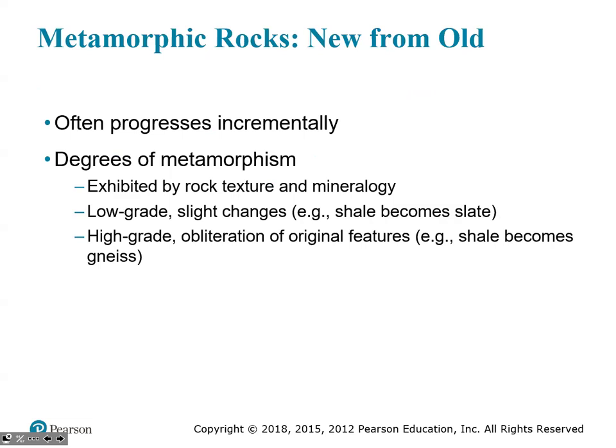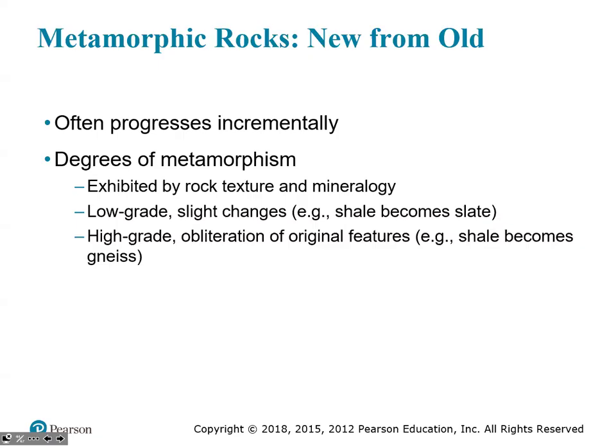Metamorphism often progresses incrementally. So sometimes you can have a series of changes that occur, where you have somewhat metamorphosed, more metamorphosed, even more metamorphosed, and then the most metamorphosed, and then finally, with even more heat and pressure, it would melt. So the degree of metamorphism can be exhibited by the rock texture and the mineralogy. If it's a low-grade metamorphism, there's only slight changes, like shale becomes slate. If you look at shale and you look at slate, they're not that different. Slate is more useful for certain things, but they aren't hugely different.